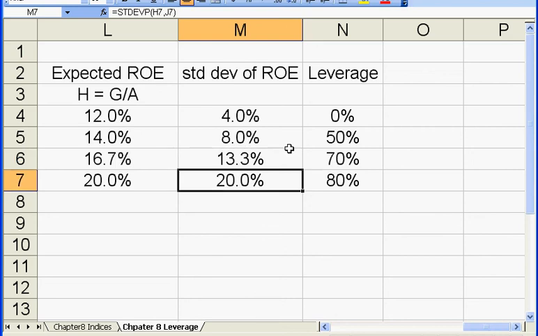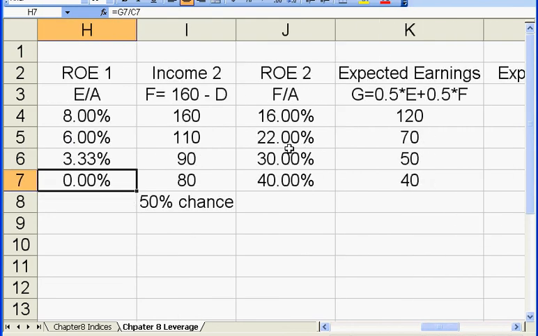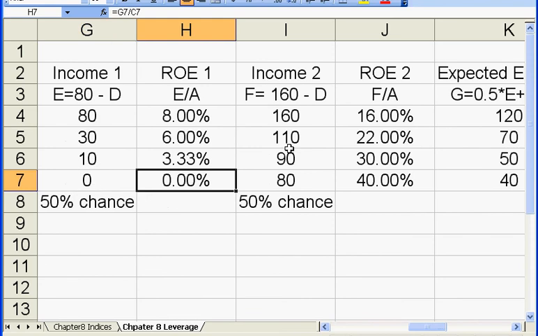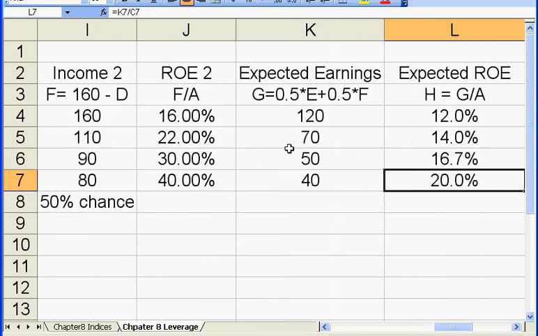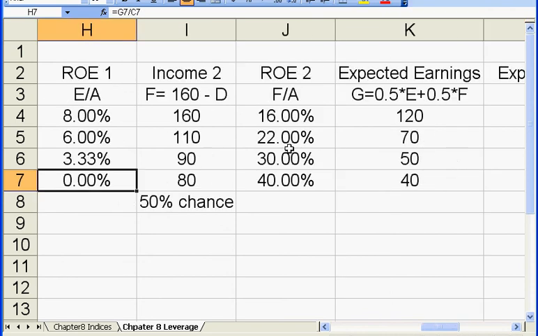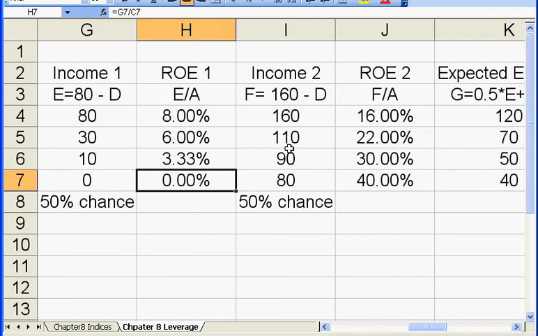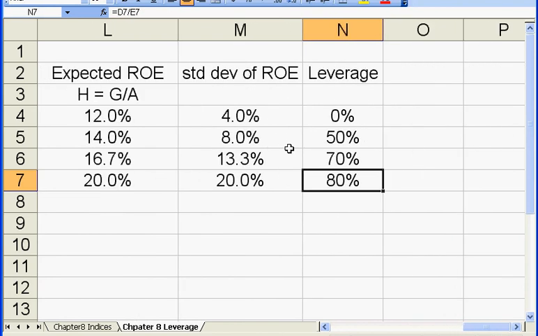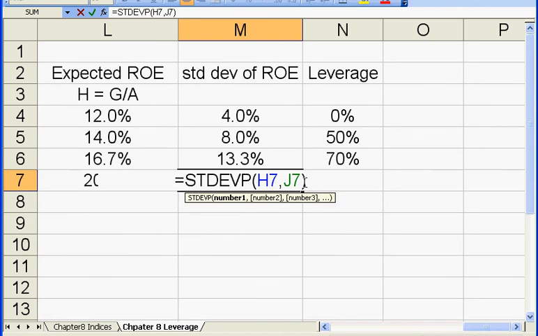And it actually makes sense because if you think about it, here under 80% leverage, I have 0 and 40%, right, under the two scenarios, and the expected return on equity is exactly 20%. So it's exactly 20% around that 20%, right? 20% minus 20% is 0%, and 20% plus 20% is 40%. So this standard deviation is quite precise.